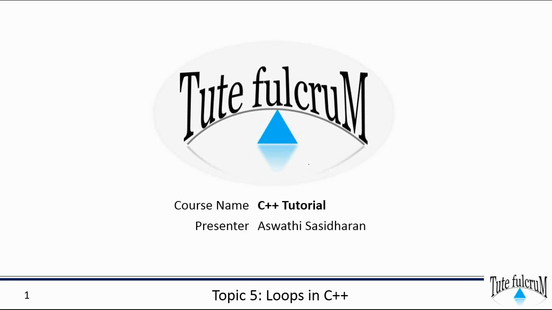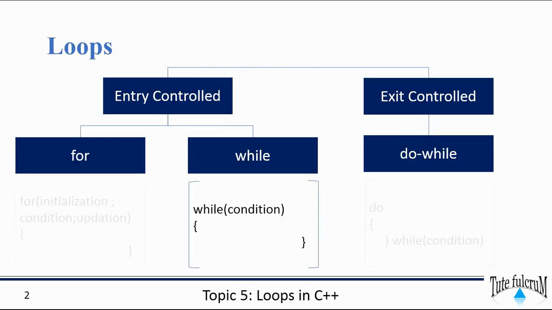This session is on while loop in C++. We have discussed loops, what a loop is, the types of loops, and the for loop in detail in the previous session. As said, loops come into use when we need to repeatedly execute a block of statements. During the session on for loop, we have seen that the number of iterations is known beforehand. That is, the number of times the loop body needs to be executed is known to us.